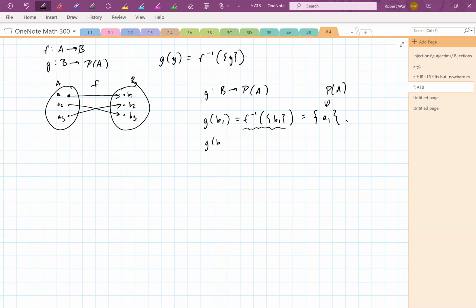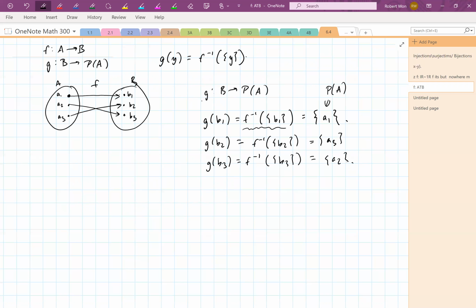Okay, so G of B2 here is just all the things that map over to B2, which in this case is just a set containing A3. G of B3 is the pre-image of B3, which is just the set containing A2. So this does, in fact, define a function from B to the power set of A.